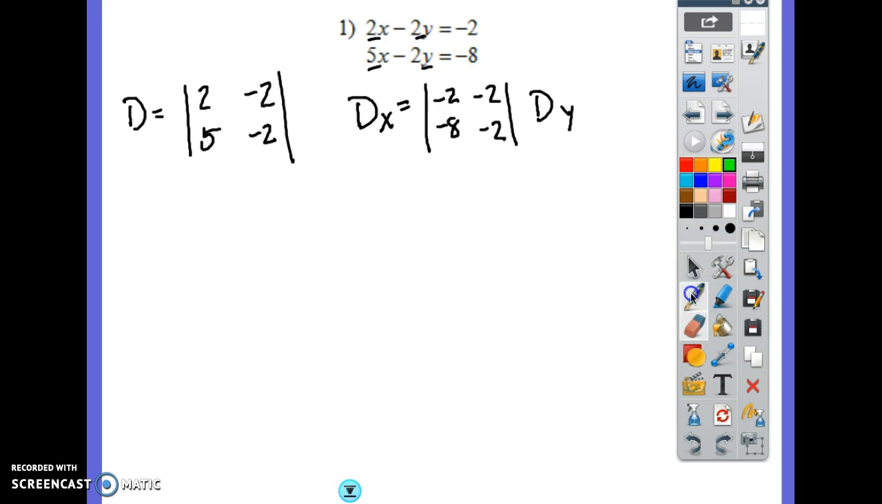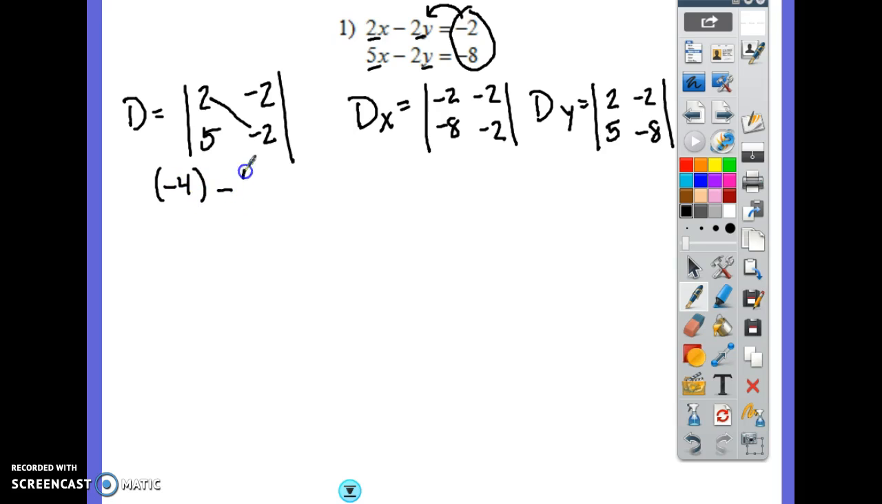But then we're going to turn back around and do the same thing for the y's. So for the Dy, the y values get replaced by these. So the 2 and the 5 this time stay the same, and only the y positions get changed to negative 2 and negative 8. Once I've set those 3 matrices up, the rest of this now is pretty simple. We're just going to go find the determinants of each one, and since they're 2 by 2s, they're not that bad. So 2 times negative 2 is negative 4, minus 5 times negative 2, which is negative 10.